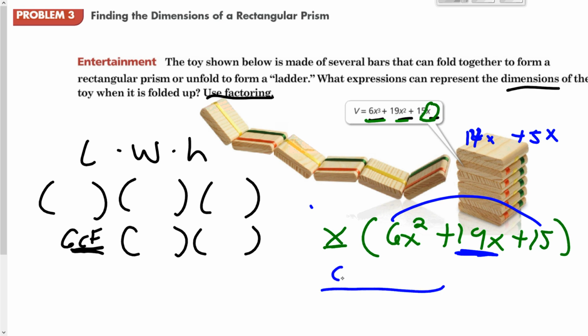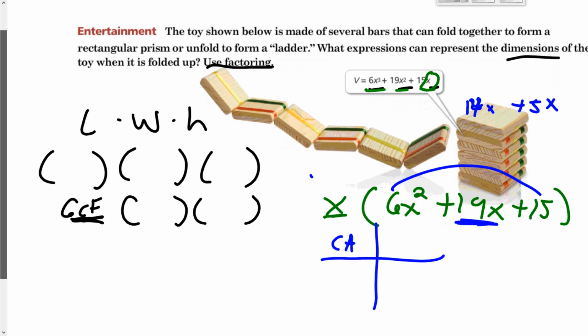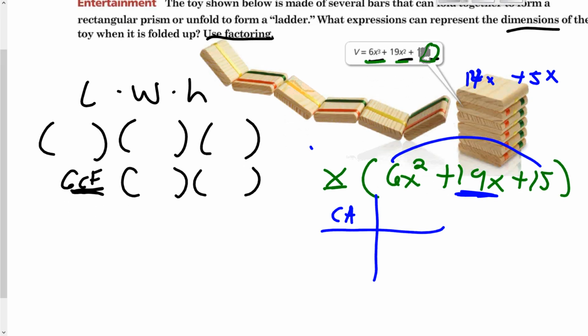So sometimes if I don't know what 6 times 15 is, which I can't think of off the top of my head right now, but sure, it's 90. So for C times A, I know it's going to be 6 and 15, right? There's one combination. And then my B is positive, right? So this is positive, and so is this.